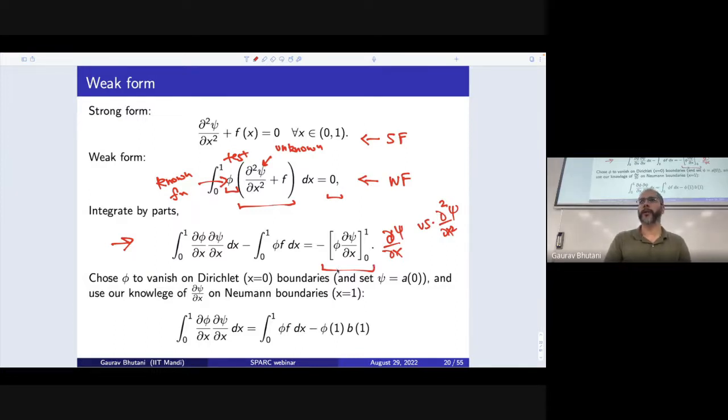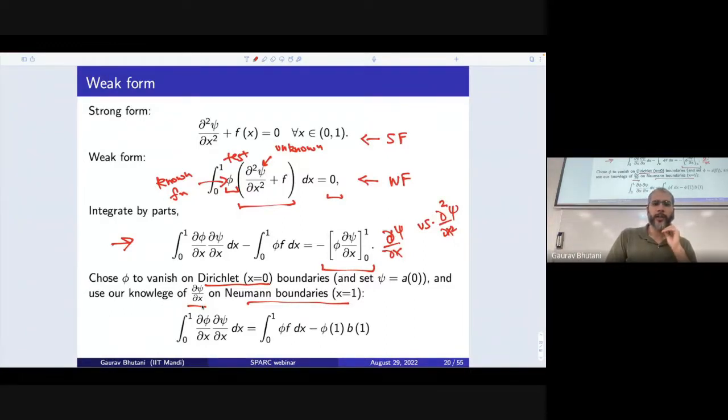the unknown is known. So for this discussion today, we say that x equal to 0, which is the first boundary, is Dirichlet. So we know the value of function psi at the x equal to 0 boundary, and x equal to 1 boundary is Neumann. So that means we know del psi by del x at the x equal to 1 boundary. We are solving for psi in between 0 and 1. At 0 and at 1, they are boundaries. We need to know the solution or its derivative.